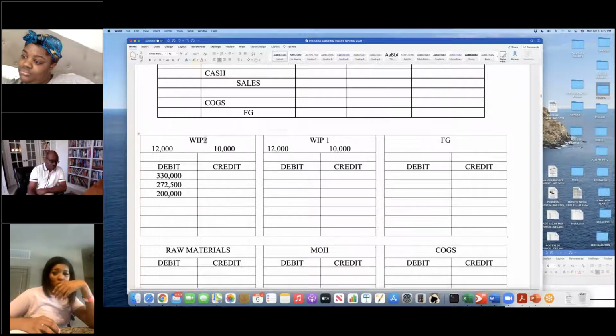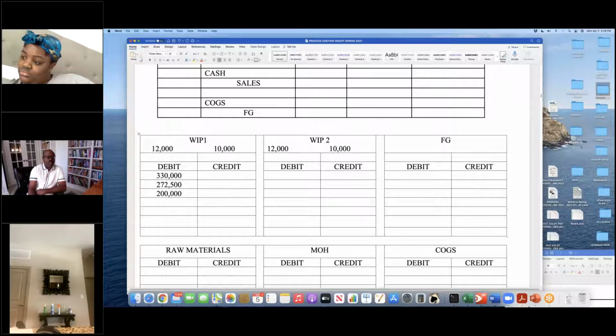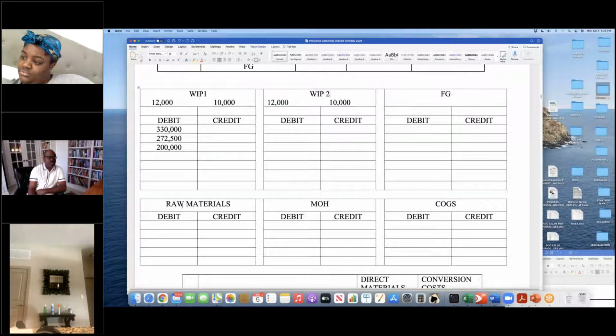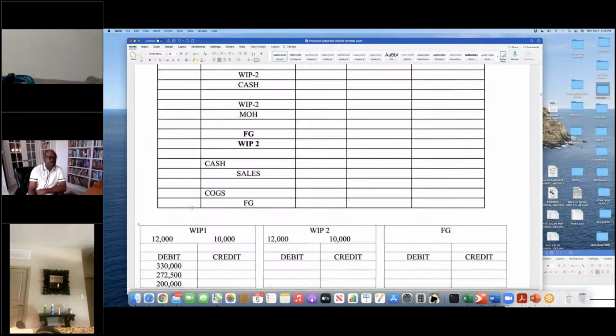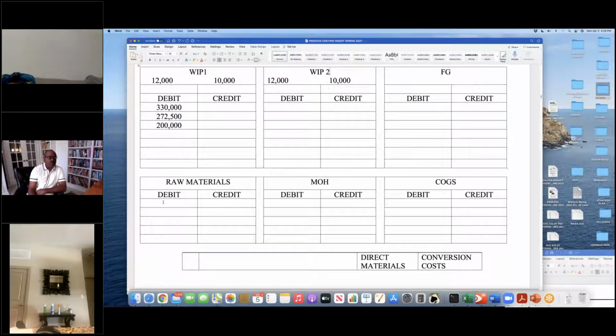This is work in process 1, and this is work in process 2. And the raw materials were down here. We bought 400,000 and transferred in 330.